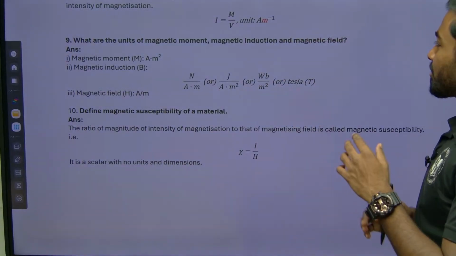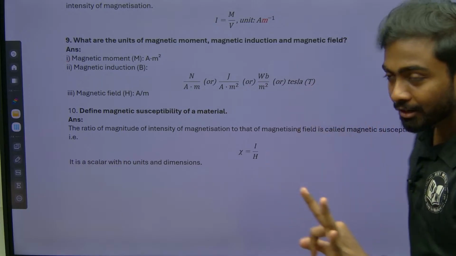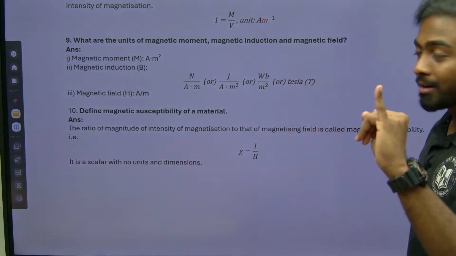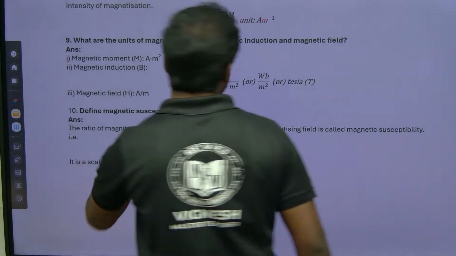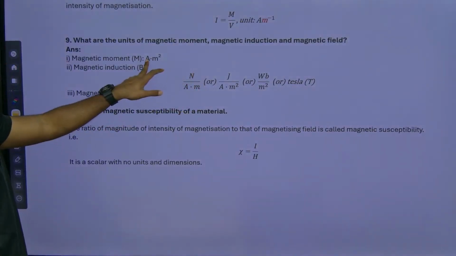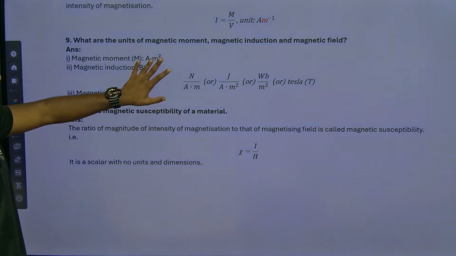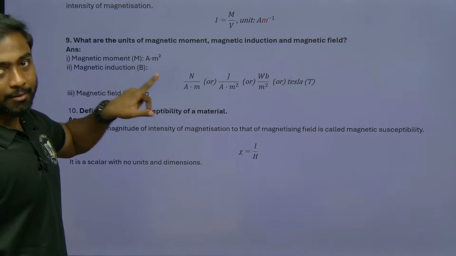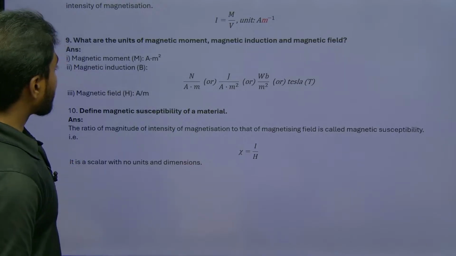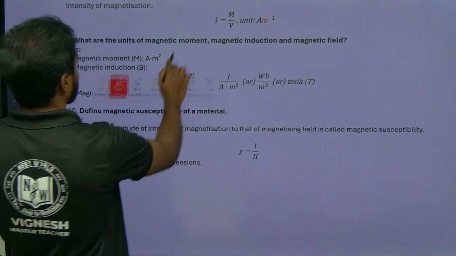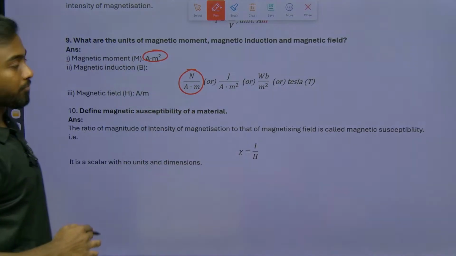What are the units of magnetic moment, magnetic induction, and magnetic field? Three things they are asking. One is magnetic moment, one is magnetic induction, one is magnetic field. Magnetic moment is A into m square, ampere meter square. Then magnetic induction is Newton per ampere meter.